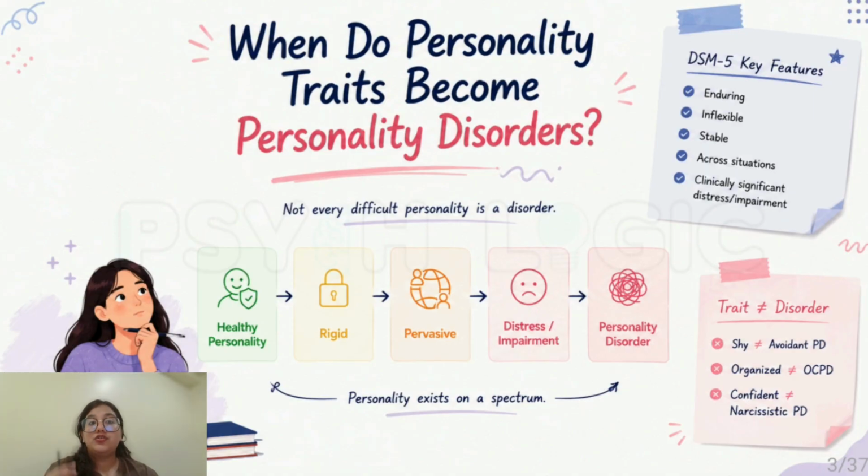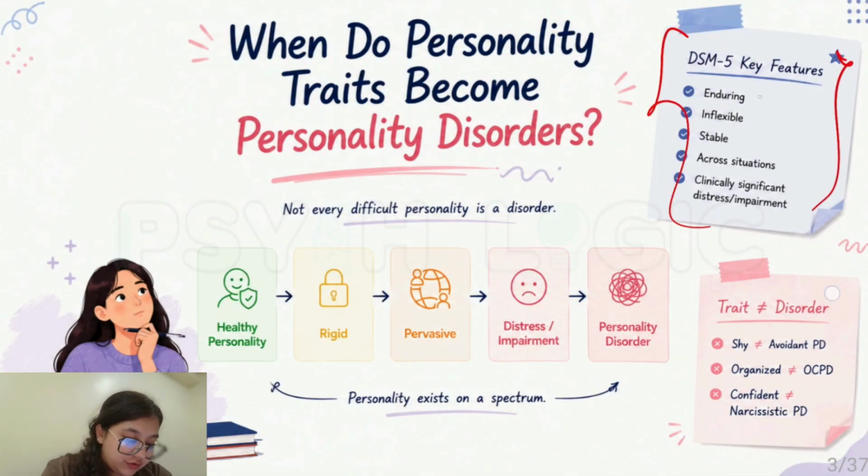And this brings us to three important features that you can see in the slide as well. There are a lot of features according to DSM-5, but three are enduring, inflexible, and clinically significant. We'll discuss all these. First, these patterns are enduring. This means that they're not temporary. They're not just there because the person had a bad day at work or is going through some stress. These patterns have usually been present since late adolescence or early adulthood, and will remain stable over time.